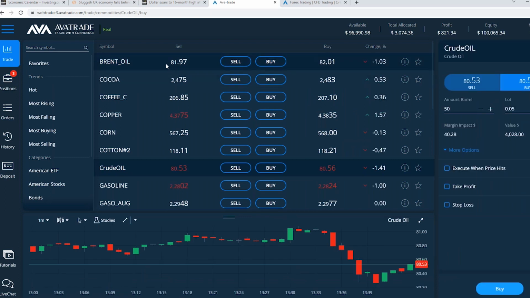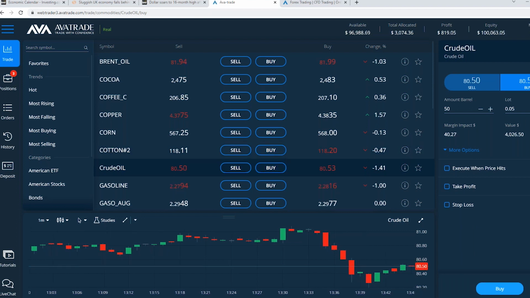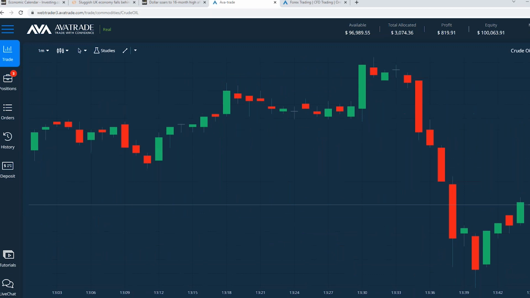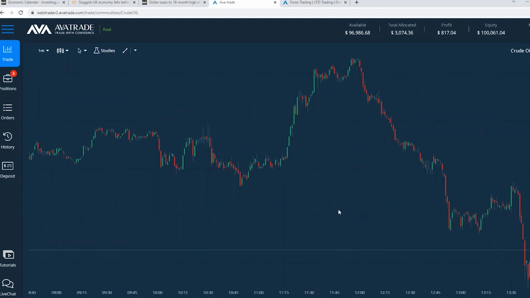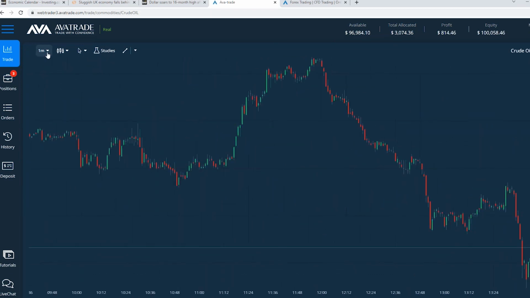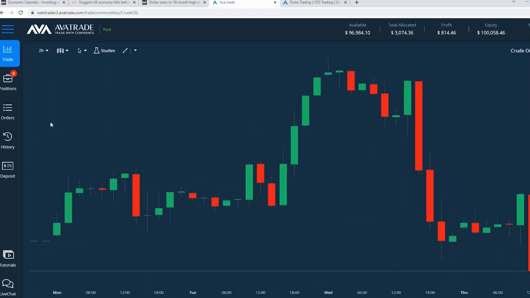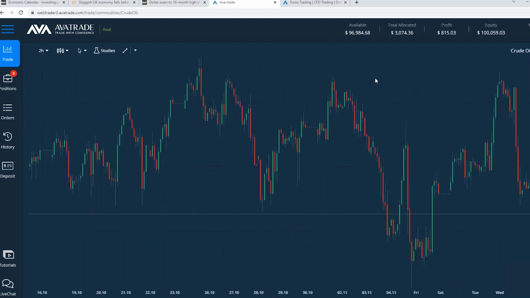Okay, crude oil, there's Brent crude, standard crude. Really, they move together, the prices on those. And so let me get rid of this. Let's expand the chart. You see crude oil dropped on the 1-minute candles. That doesn't mean much to me. Let's go to 2-hour. That's a little more significant. And we see, let's go to 4 hour.